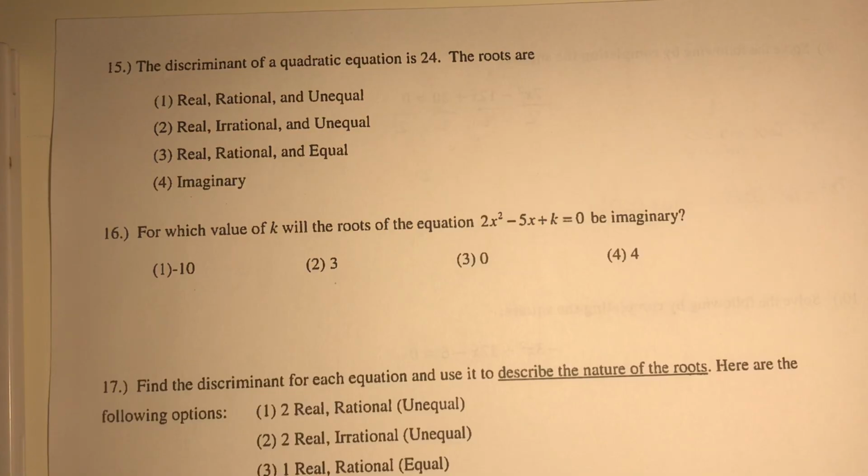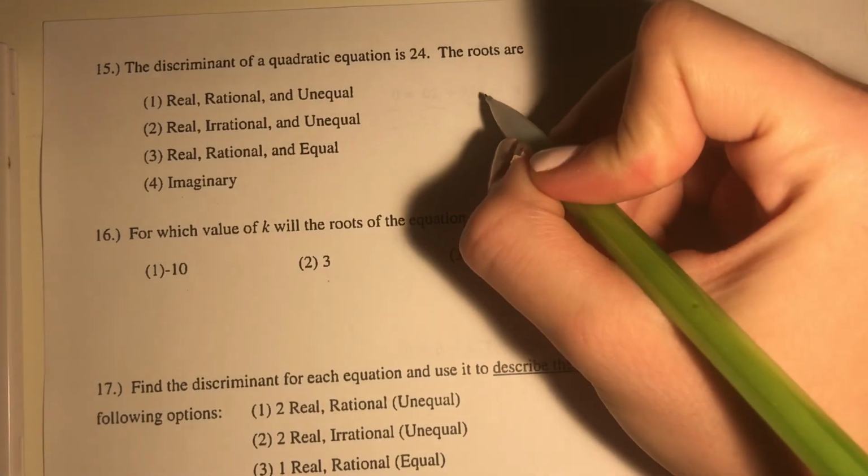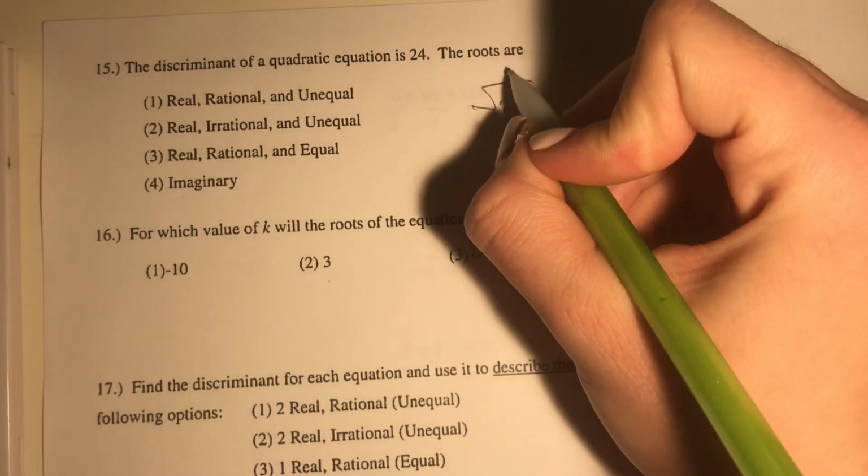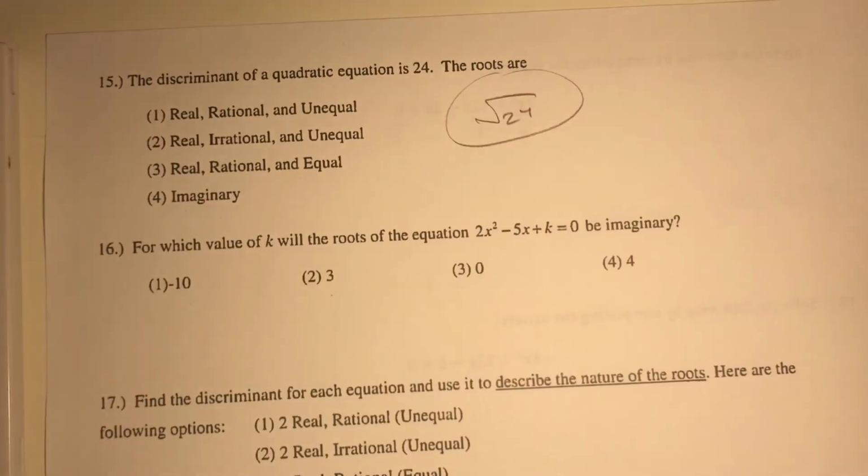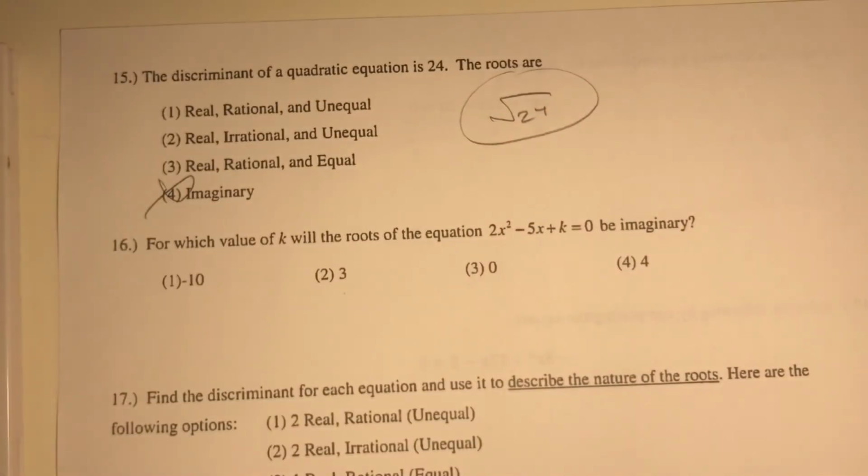Okay, number 15, the discriminant of a quadratic equation is 24. The roots are: 1, real, rational, and unequal; 2, real, irrational, and unequal; 3, real, rational, and equal; and 4, imaginary. Right off the bat, if we know that the discriminant is 24, we're just going to write the square root of 24. How do we know if it's imaginary or not? Do we see any i's or negatives under the radical? No, I don't think so. So we're just going to cross that out.